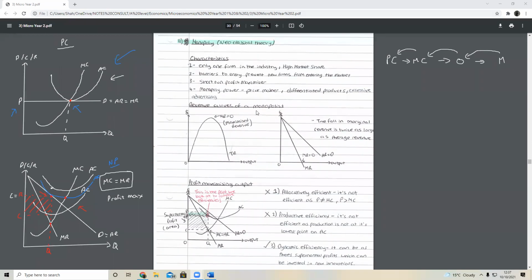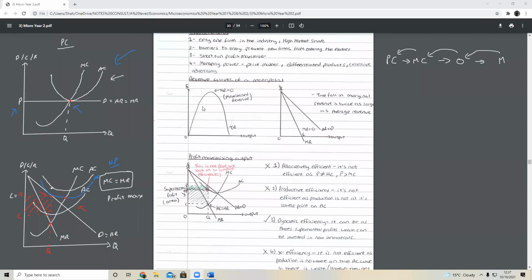Revenue curves of a monopolist. We already know the revenue curves. This is how the total revenue curve looks. We saw that on the first week. It's not too important to know this. Just know it if you ever need to show revenue maximization, you can show it on the total revenue curve. Revenue maximization also occurs here, where MR is equal to 0. Why is it that when MR equals 0 it is considered revenue maximization? Do you know why?